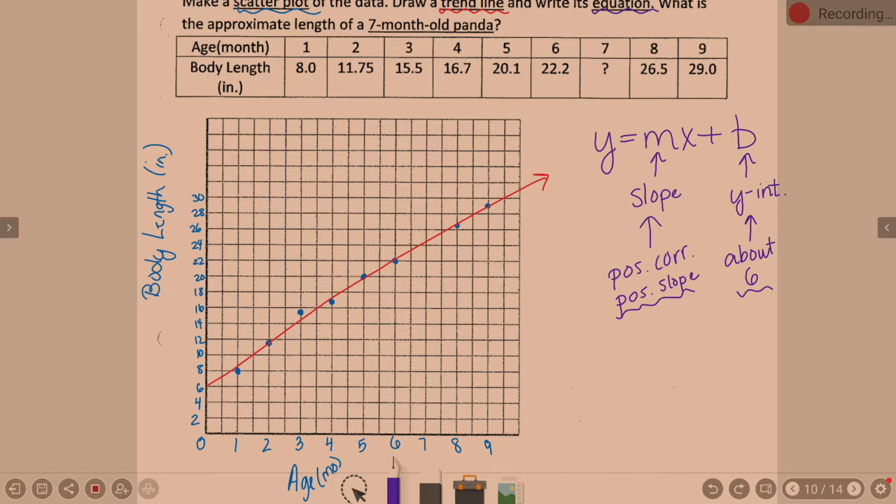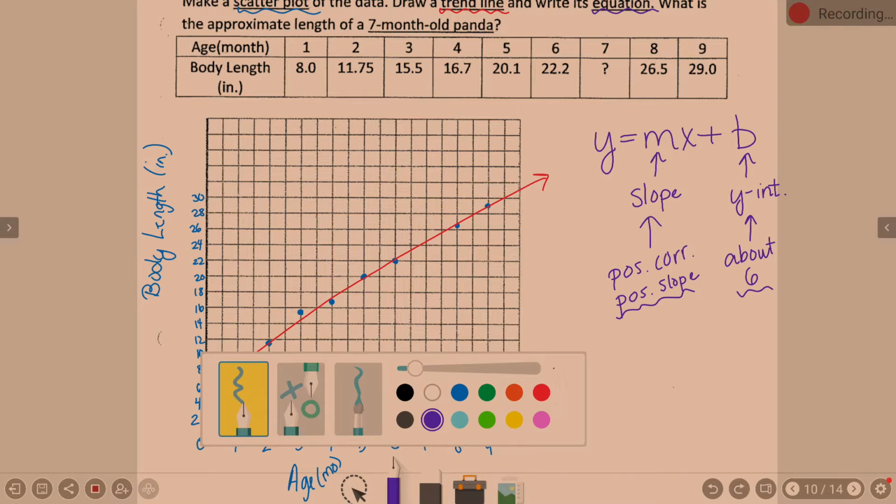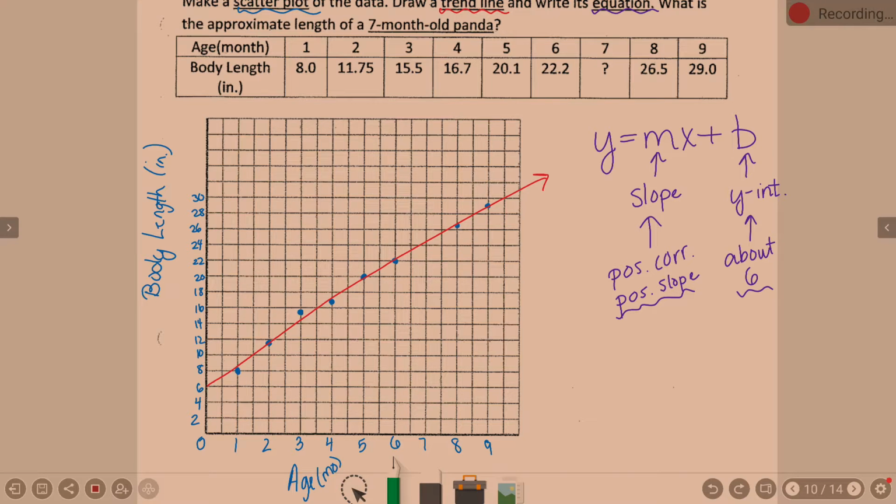Now, one more question. And we're going to use the graph to do this. That's our 251. Listen, they asked us a question. What is the approximate length of a 7-month-old panda? If we had an equation, we could plug 7 in and do the math. What could I do looking at my graph? We can guess. Where would we find the approximate length of a 7-month-old panda? Probably right at 7.